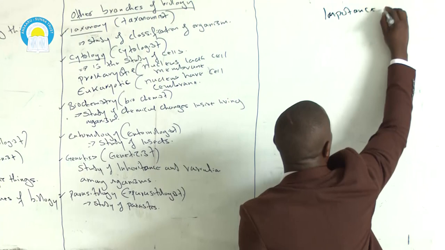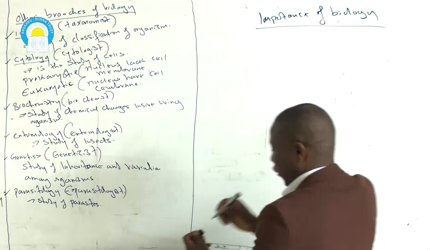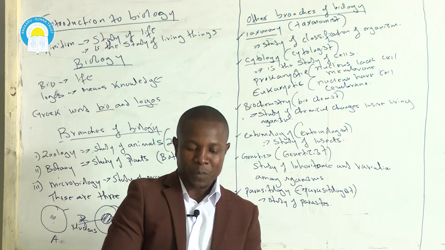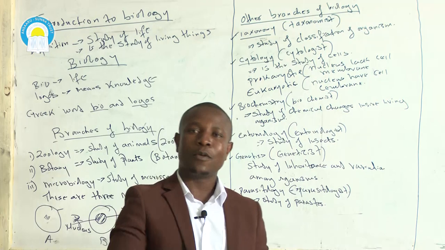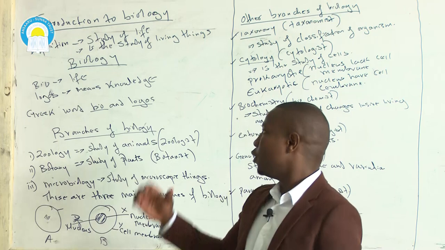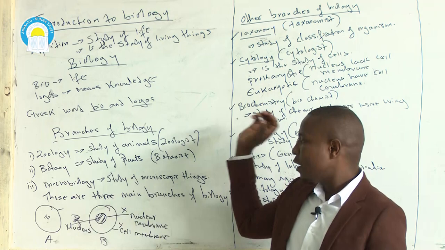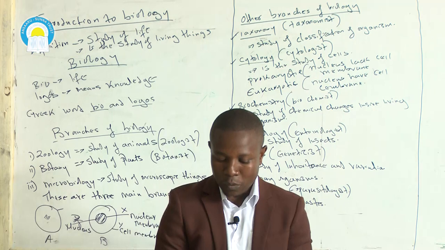So, before we started on the importance of biology, we started with what is biology, how we came out with the word biology. You said it's from a Greek word. We said bio means life, logos means knowledge. Now we are studying life and keeping ourselves with knowledge of life. So we went to branches of biology. We said there are three main ones, and we have other branches which we have discussed. So we are going to the importance of biology. Why should we study biology in high school?